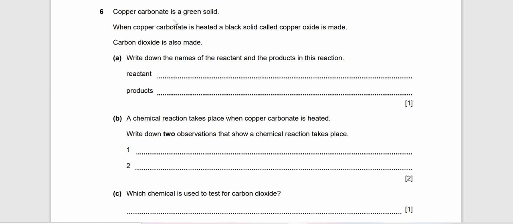Copper carbonate is a green solid. When copper carbonate is heated, a black solid called copper oxide is made. Carbon dioxide is also made. Write down the names of the reactant and product in this reaction. Reactant and product is mentioned in here. You just have to see carefully, 10 seconds from now.